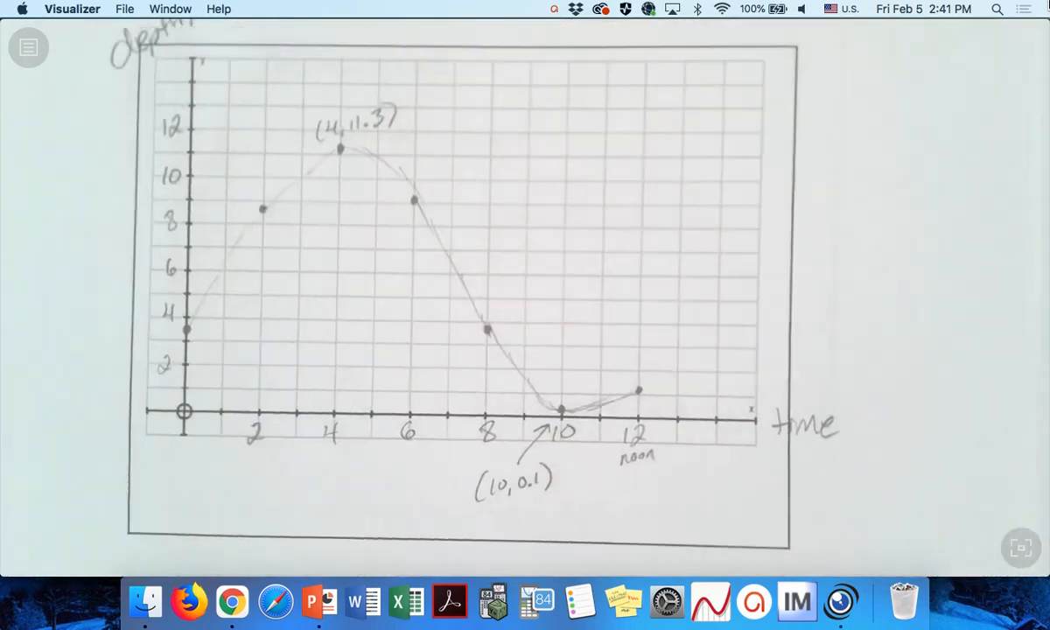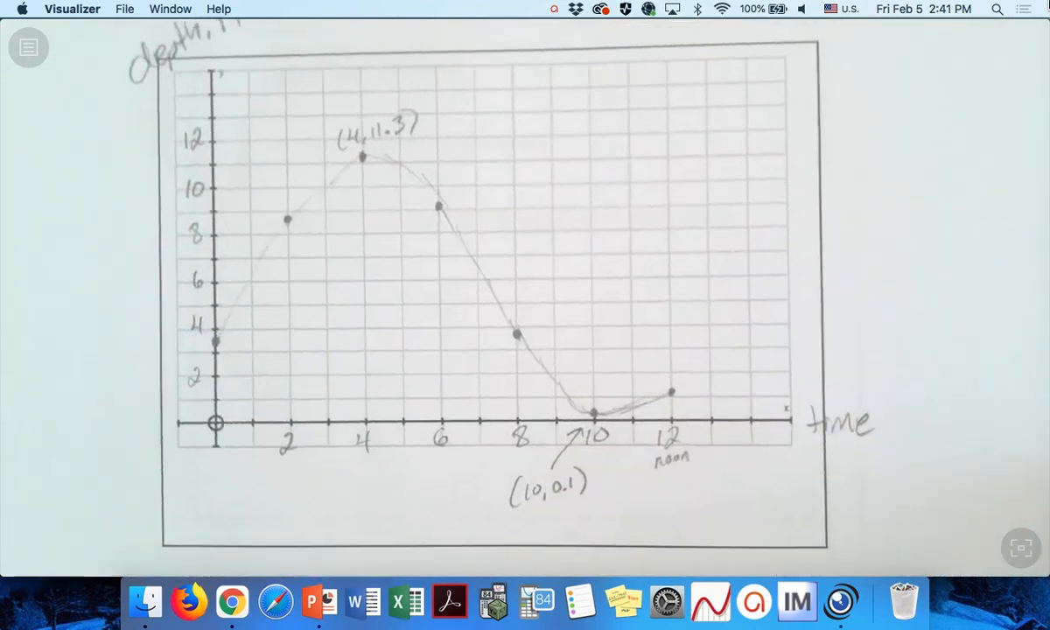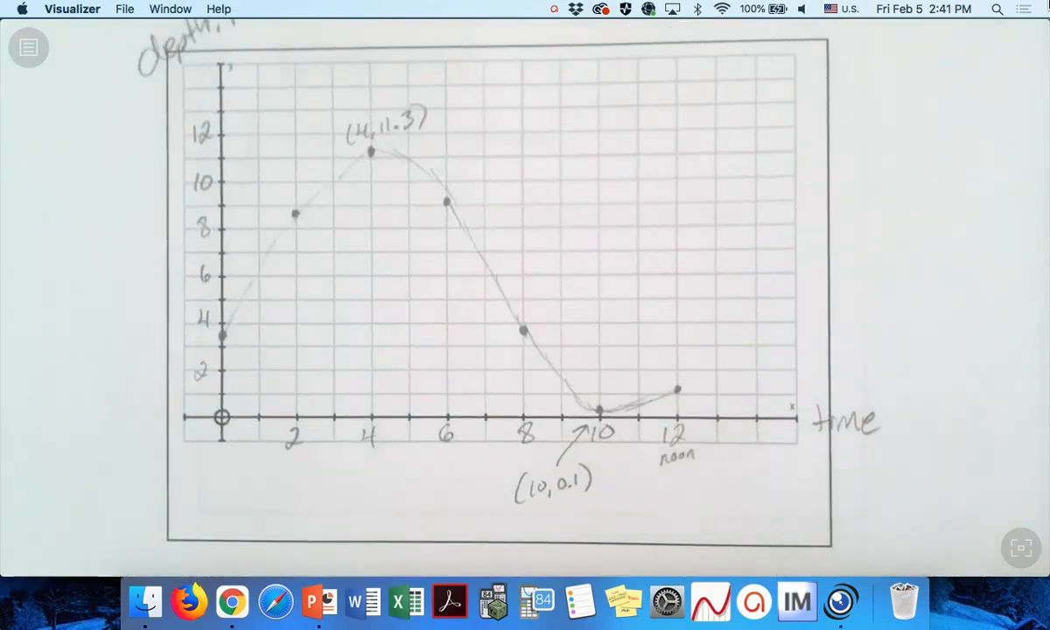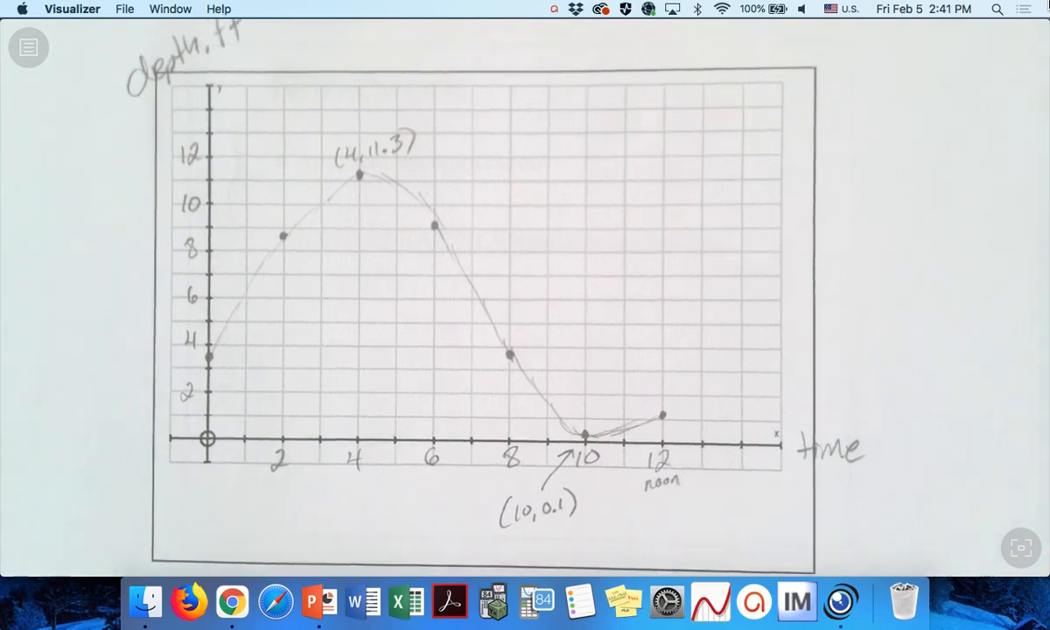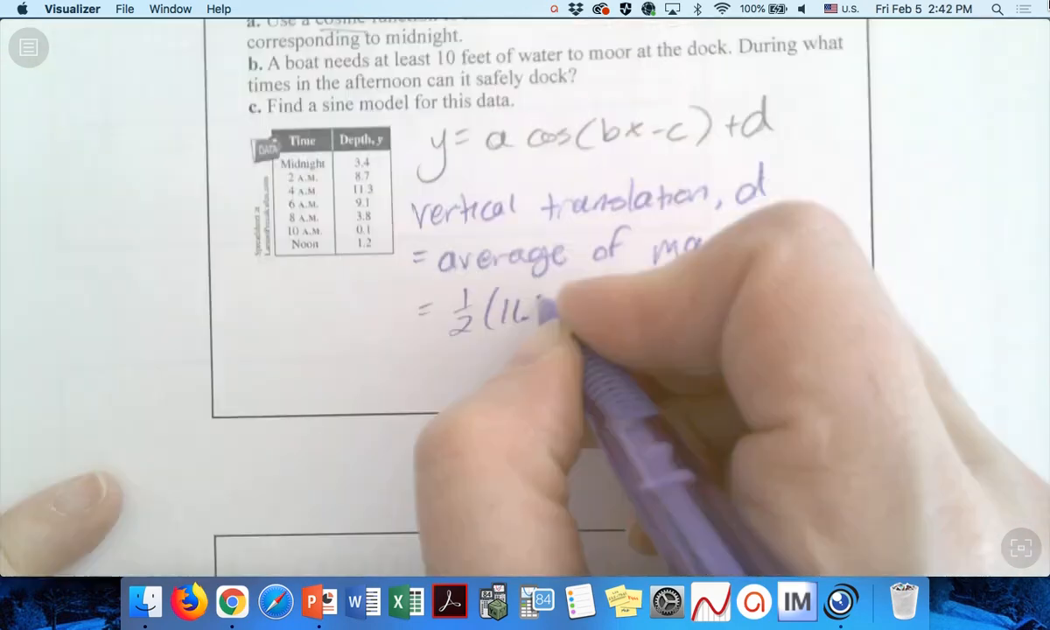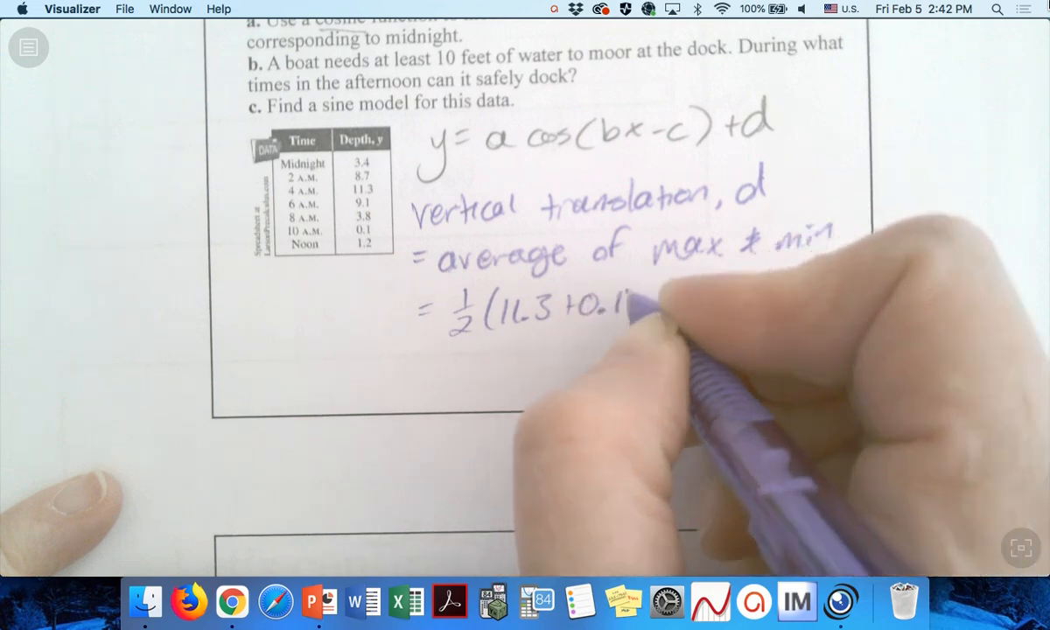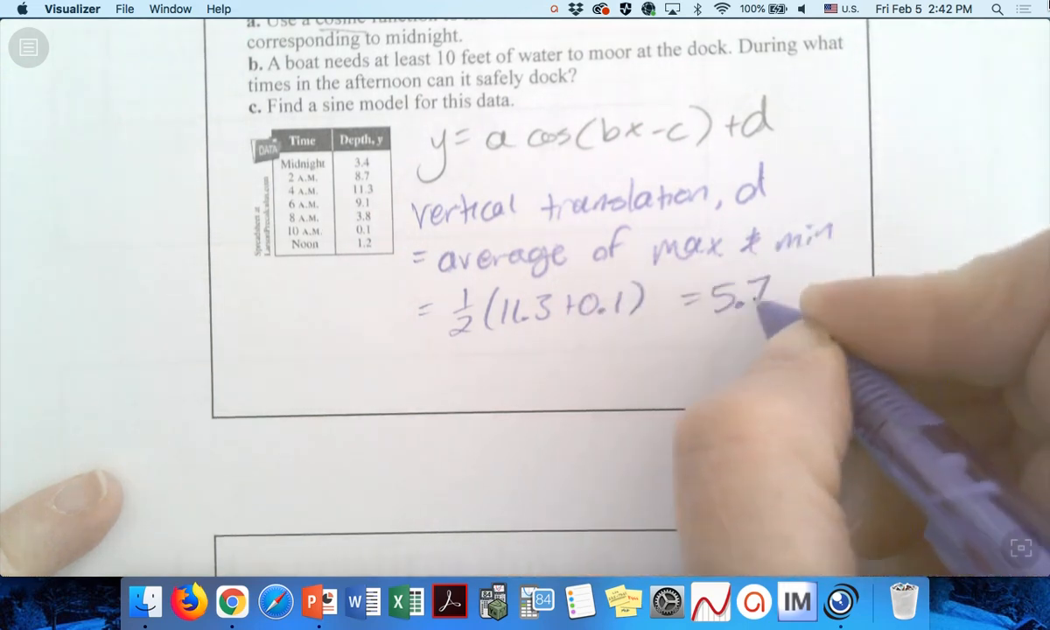So what do you think about finding the vertical translation? Yeah, so how are we going to figure out where the midpoint is? How are you going to find the middle between 11.3 and 0.1? So it's an average then, isn't it? Yes. So go ahead and find that. Tell me what you get. What did you get? 5.7. So 5.7 is d.